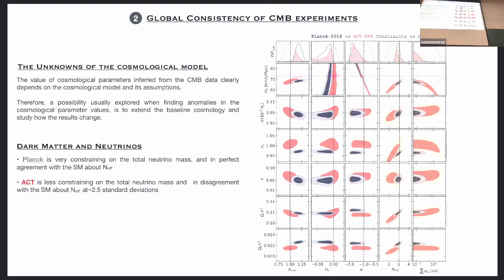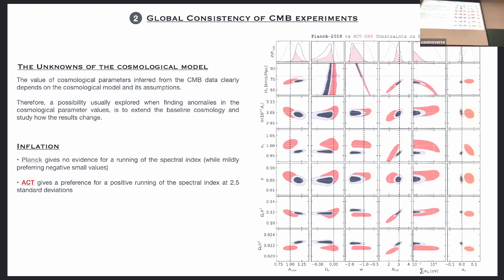If we consider dark matter and neutrinos, Planck is very constraining on the total mass and in perfect agreement with the standard model value of N_eff. On the other hand, ACT is less constraining on the total mass, and it is in disagreement with the standard model at 2.5 standard deviations for N_eff. If we extend the inflationary sector of the theory, we have no evidence from Planck for a running of the spectral index, while ACT gives us a 2.5 standard deviation preference for a positive running of the spectral index.